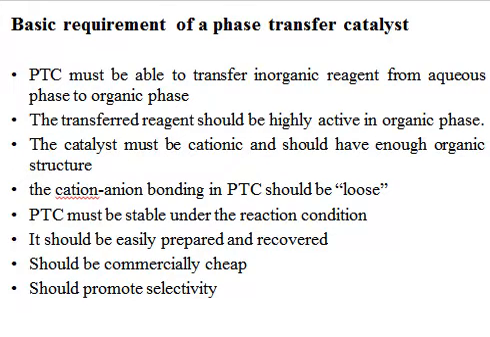Then the cation and anion bonding in the phase transfer catalyst must be loose, right? The cation and anion must not be very strongly bonded to each other, because we want the anion to be exchanged with the other anion of the inorganic species. So the attraction between the cation and anion should always be loose. Further, the phase transfer catalyst must be stable under reaction conditions. It should not take part in the reaction. It can be easily prepared and easily recovered, should be commercially cheap, and should promote selectivity. So these are the basic requirements for a phase transfer catalyst.